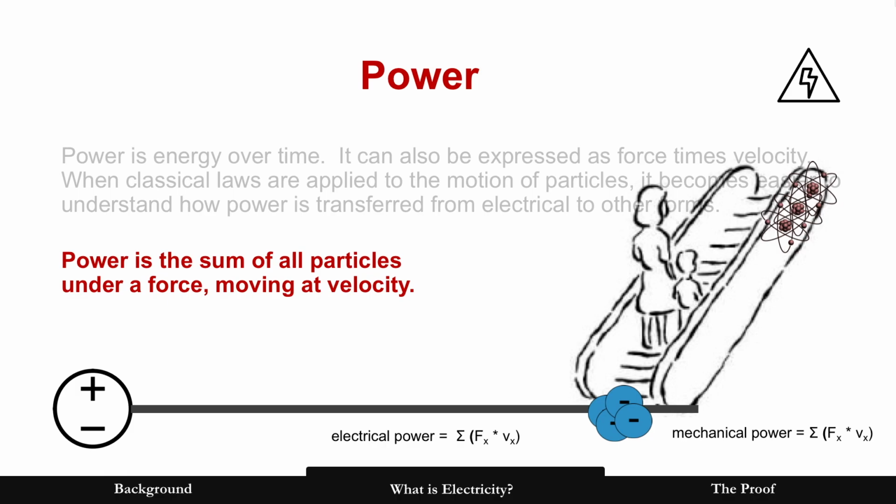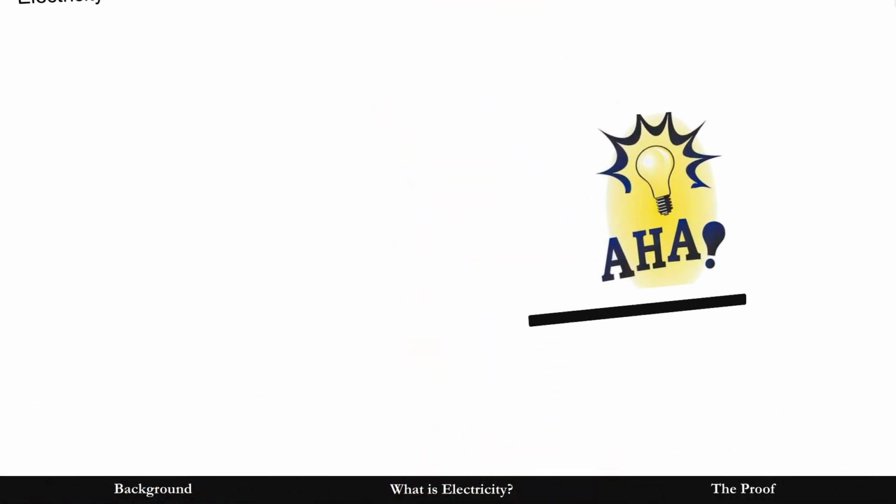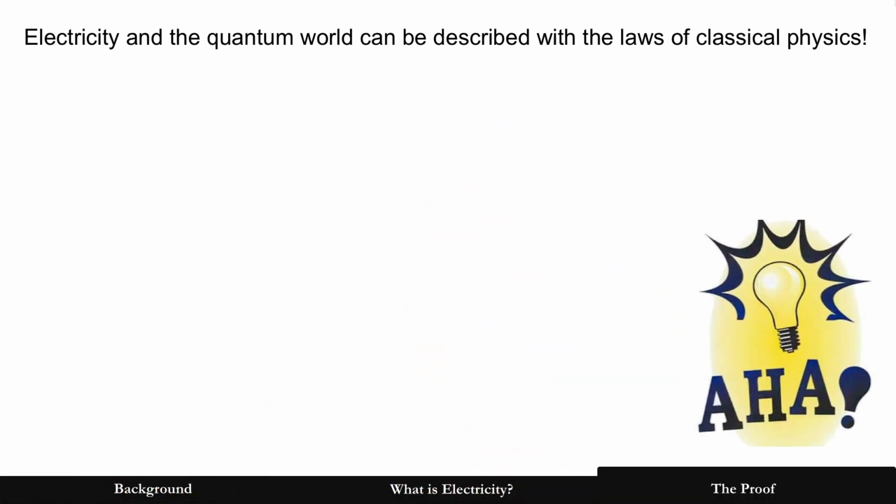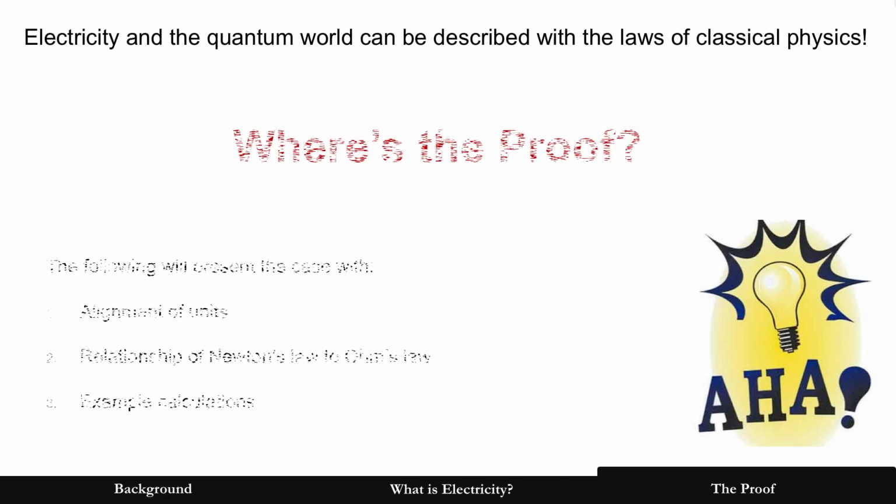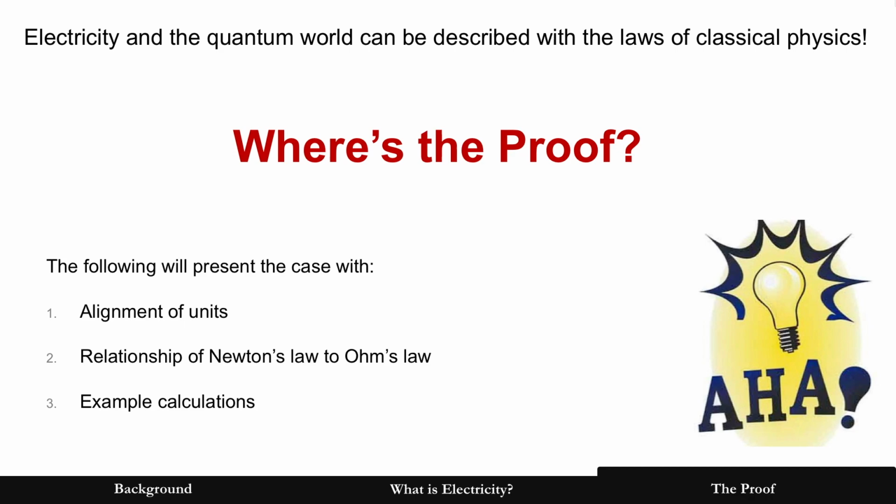So we're going to prove this. It's pretty cool, right? Electricity in the quantum world can be described with the classical laws of physics. That's a bold statement. So where's the proof? In the following, we're going to present these three things that you see there as the proof.